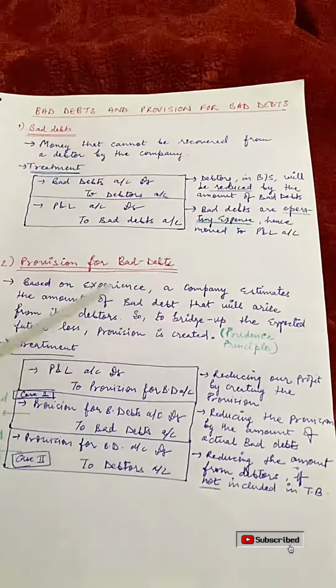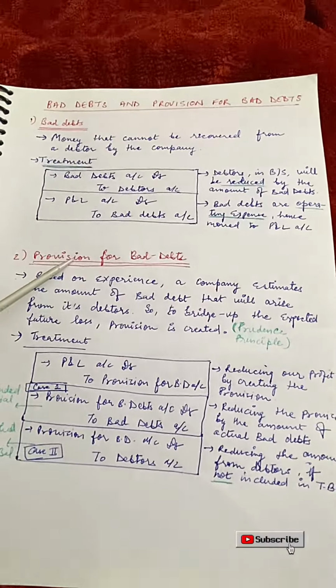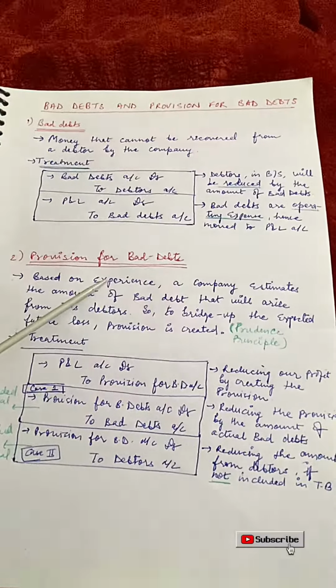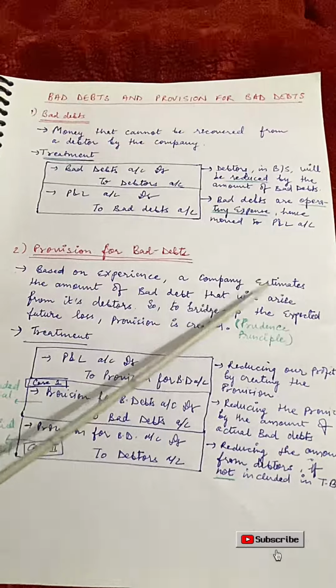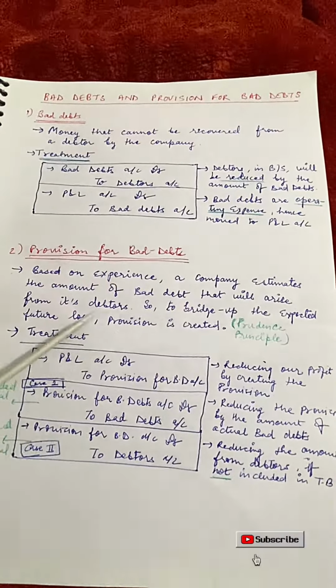Now, what is provision for bad debts? Because of past experience, the company already knows that there would be a certain amount of debtors that would not be recovered by them. So, they create a provision for bad debts account using the prudence principle.